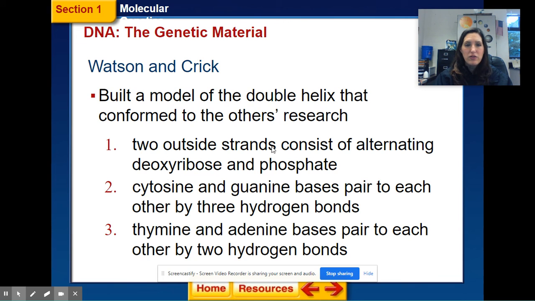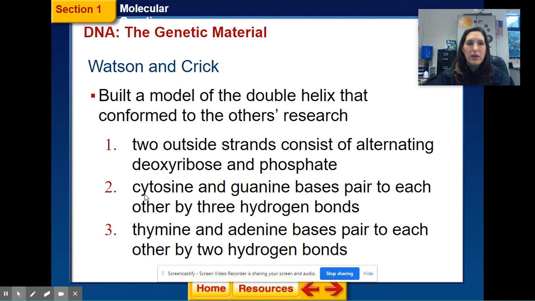They have two outside strands consisting of alternating deoxyribose. That's why we call it DNA, deoxyribose. Now, you should know deoxyribose, ose, is a sugar. So that's your sugar. Deoxyribose is the sugar in DNA. And the phosphate group, that's the P. Okay? And so you can tell people that you are made out of sugar. All of the DNA inside of you is made out of sugar. So you're sweet as sugar.